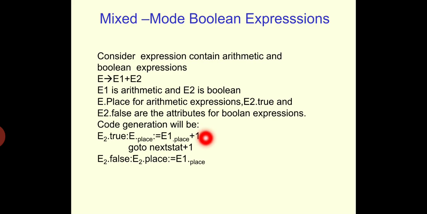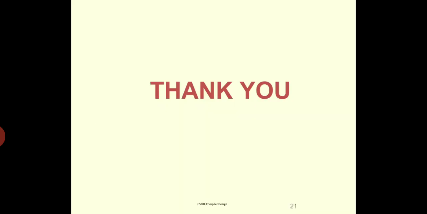will be added with this value 1, which is generated by the Boolean expression of E2, and go to the next statement plus 1. If it is false, that means if E2 is getting a false value, that value will be 0. The value corresponding to E2 will be 0. That means only E1 needs to be evaluated. That is why E.place is equal to E1.place. Thank you. That is all about Boolean expression.